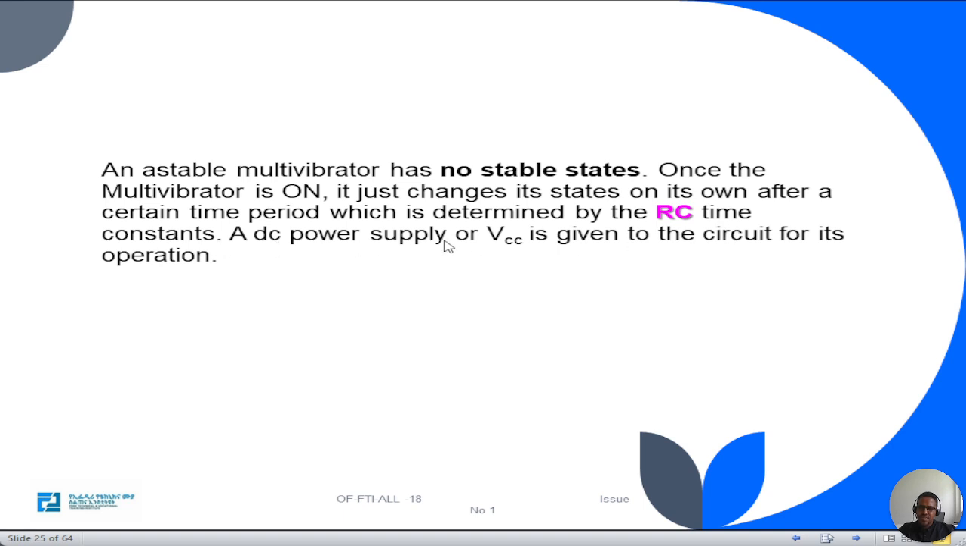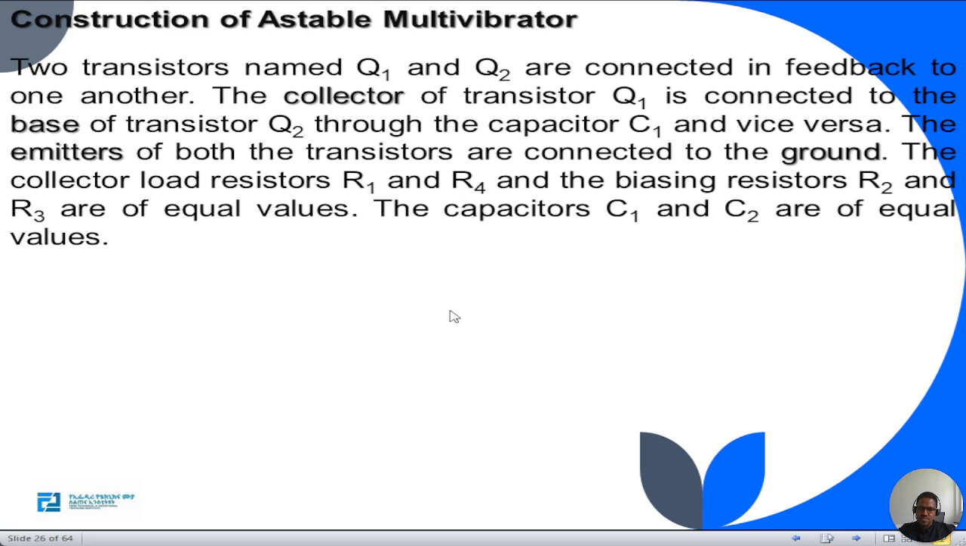A DC power supply or VCC is given to the circuit for its operation. Then, after the gating of the applied source by itself, the on and off two states, that is Q1 and Q2. So let's see how they construct that astable multivibrator.